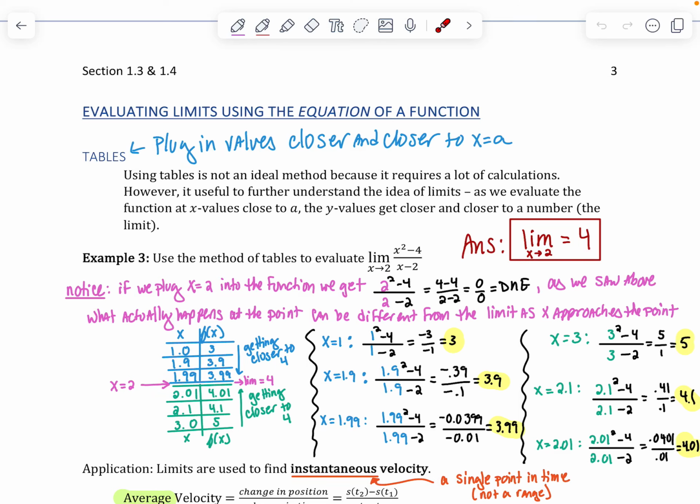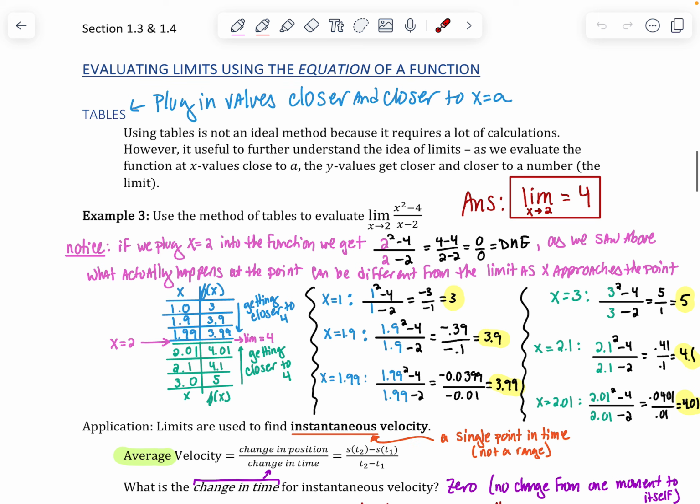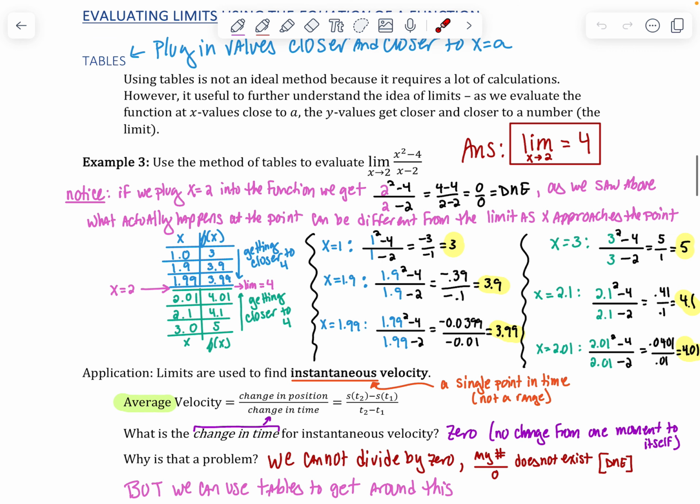So if we don't have a graph to evaluate a limit, then we're going to use an equation. Now, one of the ways that you can use an equation is a table. Not really an ideal way to do this. We're going to talk about lots of other methods, but the table method really helps understand the concept of limits from the left and limits from the right.